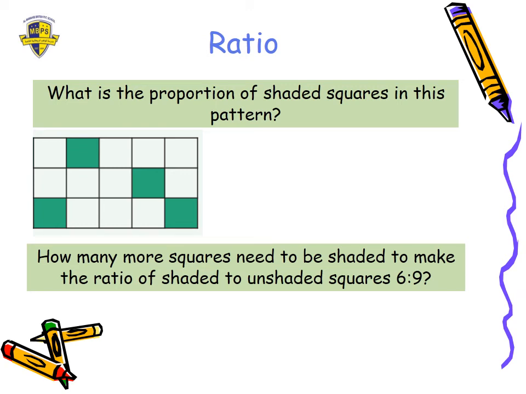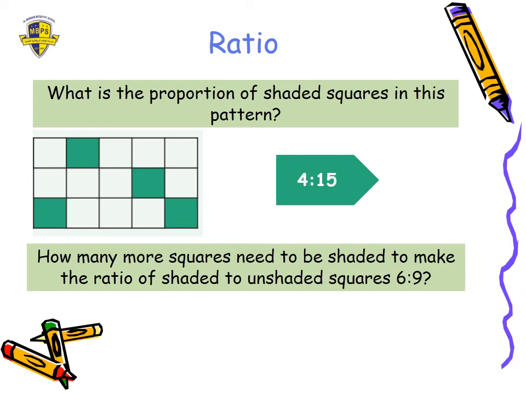Okay, here be careful. They want the proportion, not the ratio. Okay, proportion means from total. So let's find how many squares we have in total. Count the squares. 1, 2, 3, 4, 5. So 5 plus 5 plus 5. This is 15. Good. And how many are green? Good. 4. So what is the proportion now? Shaded to total. Shaded 4, total 15. So it's 4 to 15.